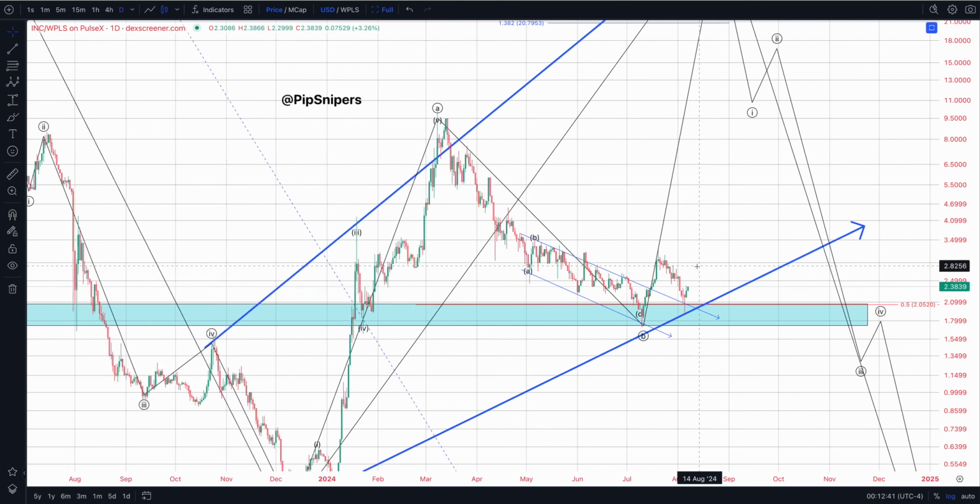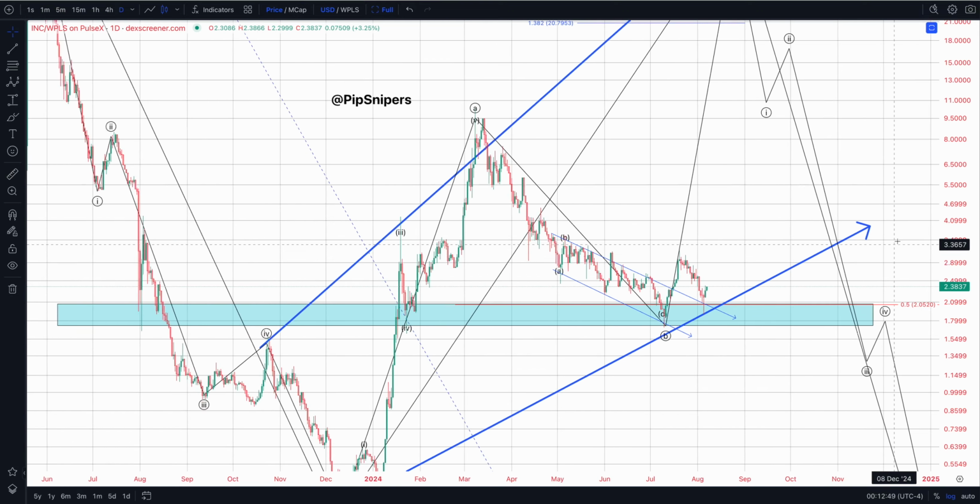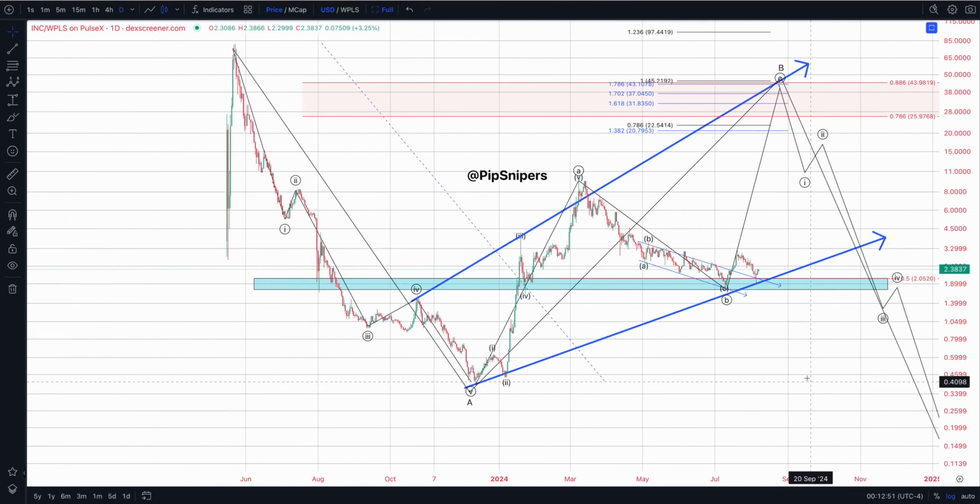So if we zoom in over here, you see how we backtested it and then printed a bullish pin bar on the daily time frame, and now we're seeing continuation up. Same thing with PLS and PulseX.